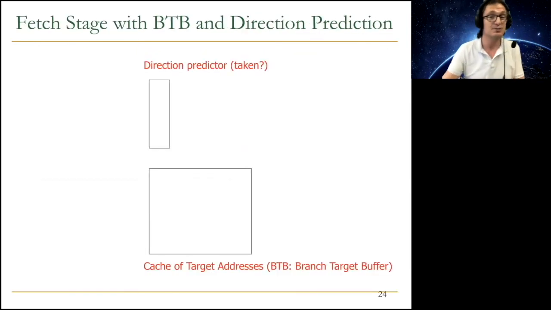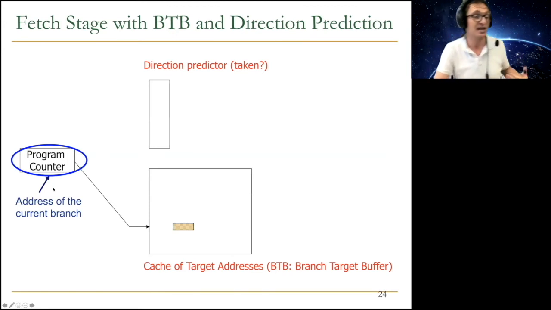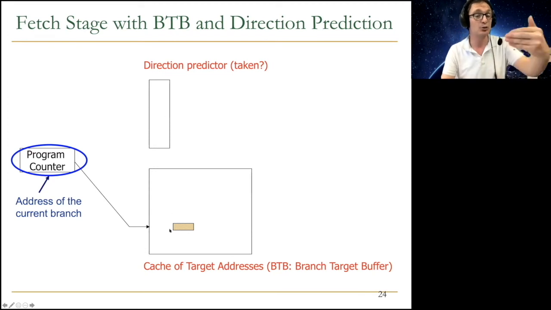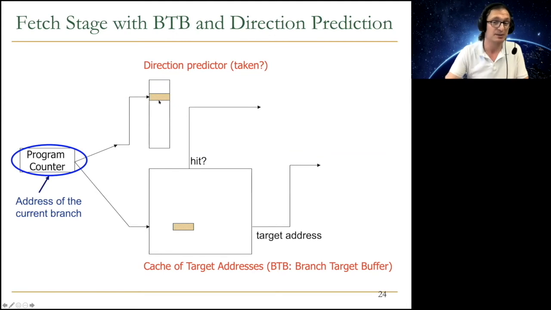This is the fetch stage with BTB and direction prediction. So basically, you have the program counter. I don't show the instruction cache over here. While you're accessing the instruction cache or instruction memory with the program counter so that you can fetch the instruction, you're also accessing two other structures using the address of the current branch, which is the program counter. You access the cache of target addresses and also the direction predictor. We're going to study the direction predictor later.